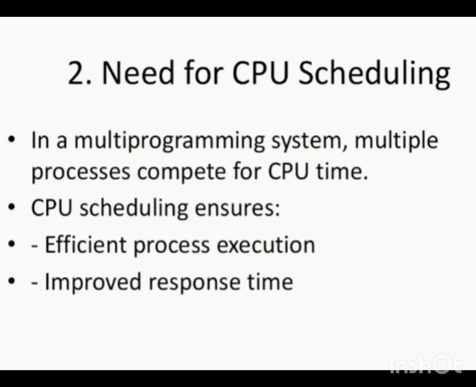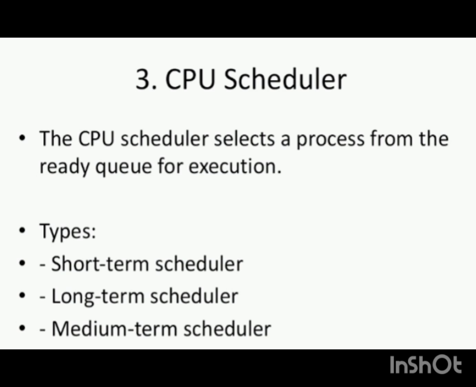Need for CPU scheduling: in multi-programming and multi-processor systems, it is needed to share the CPU time. Advantages: efficient process execution and improved response time. CPU scheduler: the CPU scheduler selects a process from the ready queue for execution. Types: short-term scheduler, long-term scheduler, medium-term scheduler.